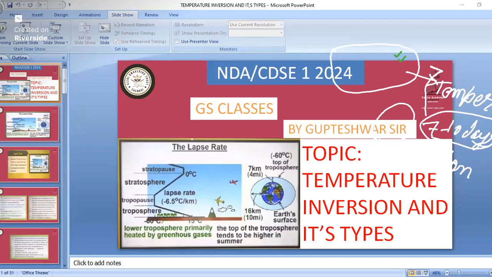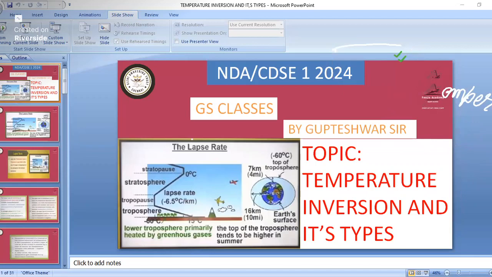Okay. Then next is frontal inversion. See how a front is created; all those parts we'll study when we study about the cyclone, the temperate cyclone. There we'll study what is known as a front and how it forms, everything we'll study there.